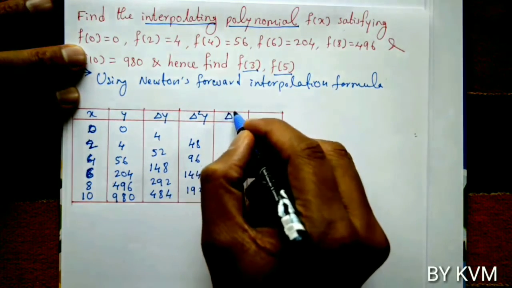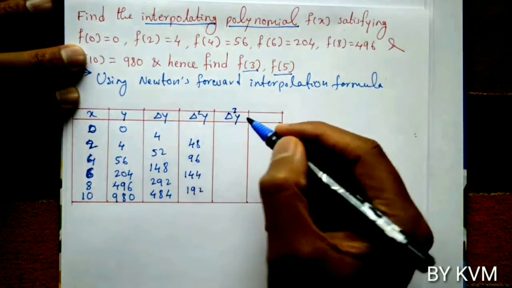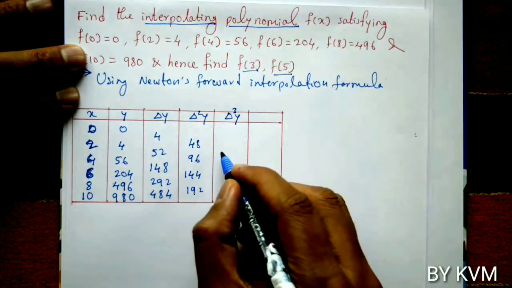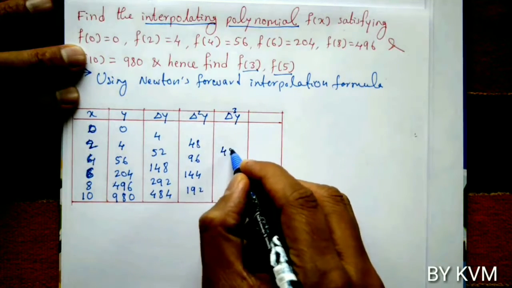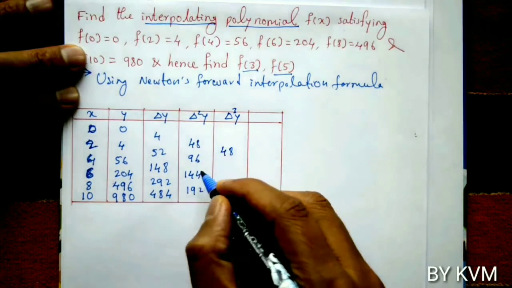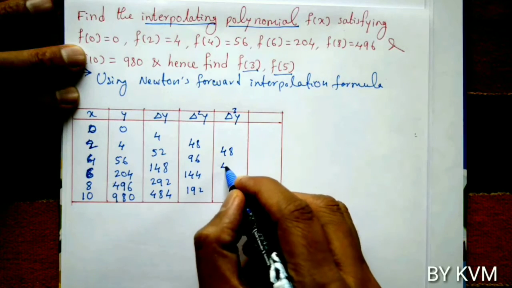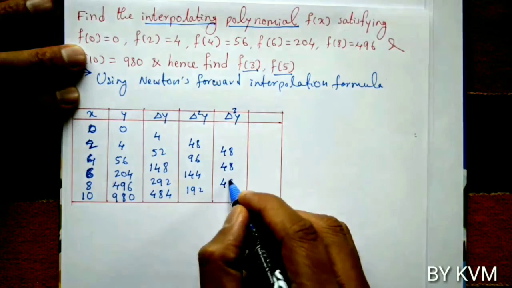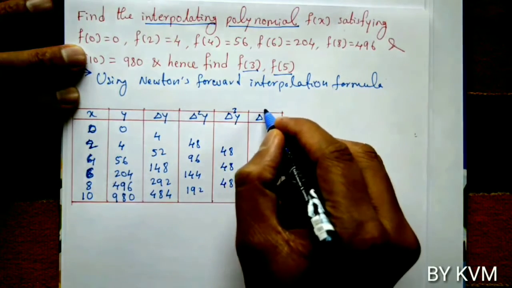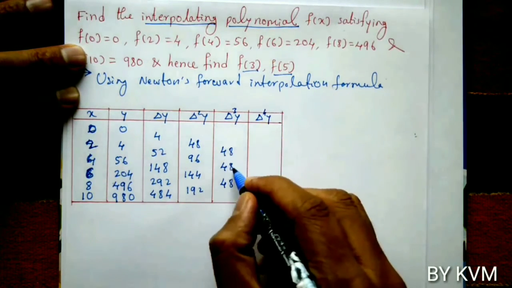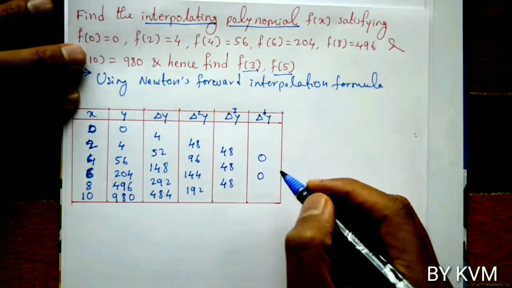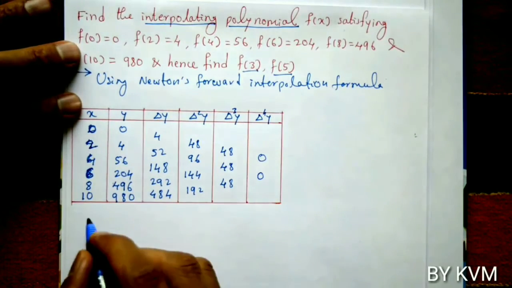Then third forward differences, denoted by delta cube y: 96 minus 48 is 48, 144 minus 96 is 48, 192 minus 144 is 48. Then fourth forward differences, denoted by delta power 4 y: 48 minus 48 is 0, then 48 minus 48 is 0. So fourth forward differences are zeros.